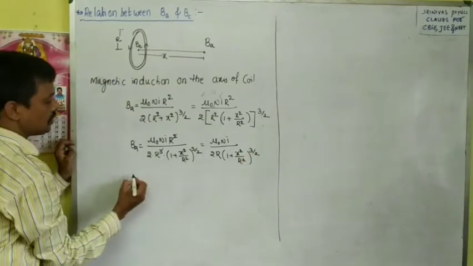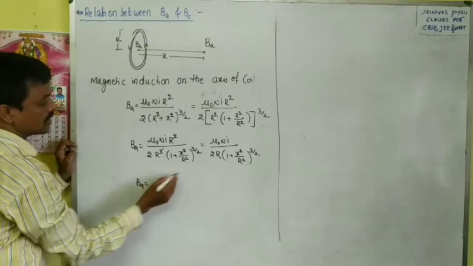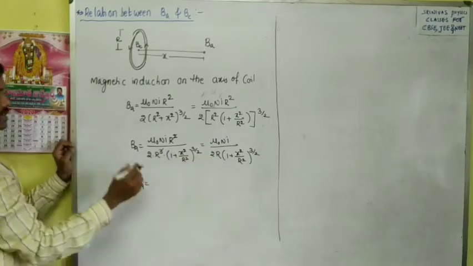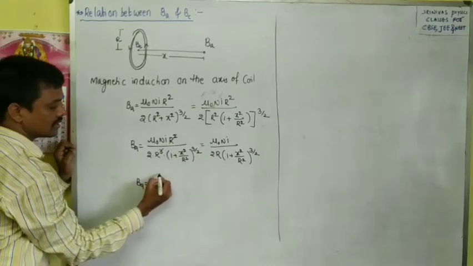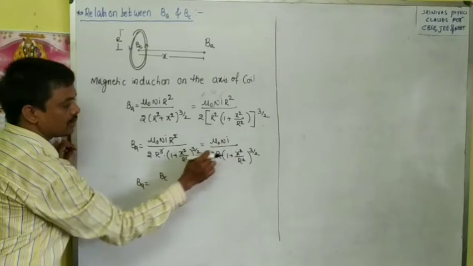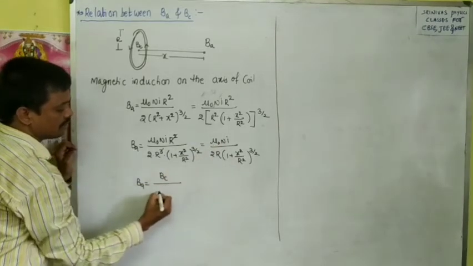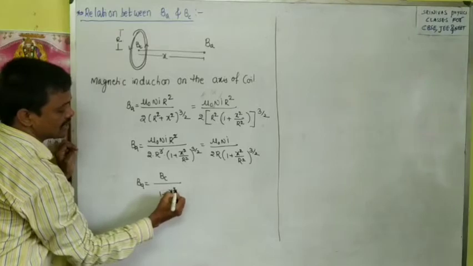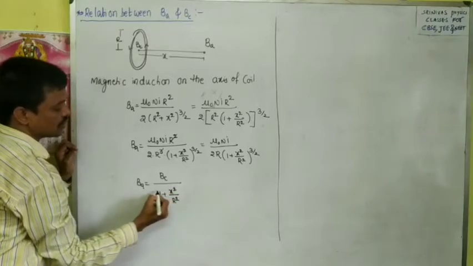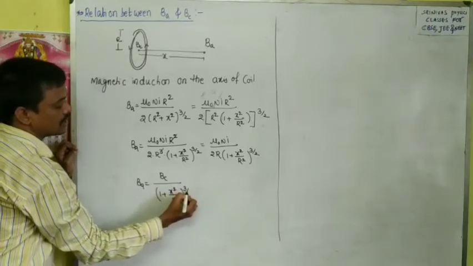Now let us see what mu naught N I by 2r is. It is the magnetic induction at the center. So we write mu naught N I by 2r as BC, giving BC by 1 plus x square by r square whole power 3 by 2.